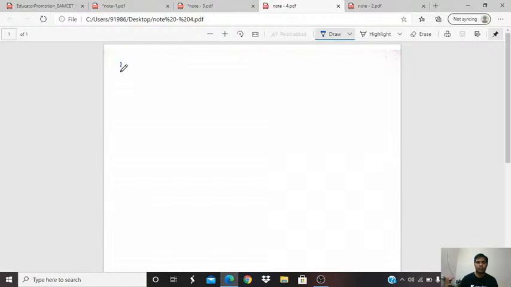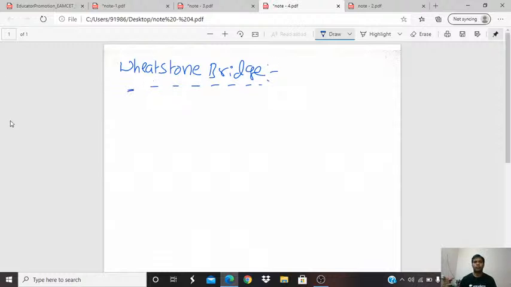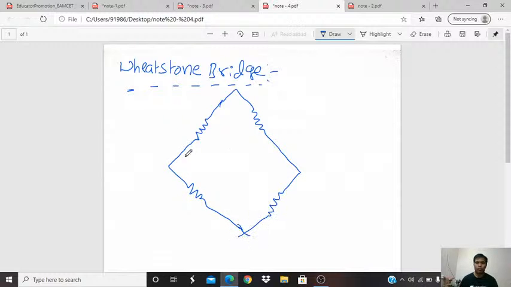So next, Wheatstone Bridge. See, Wheatstone Bridge principle. Based on this Wheatstone Bridge principle, we have here four resistances.